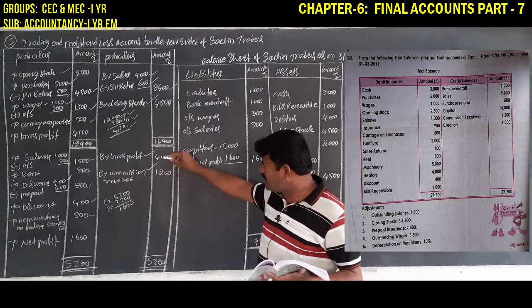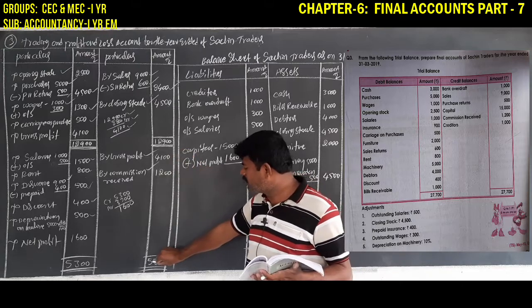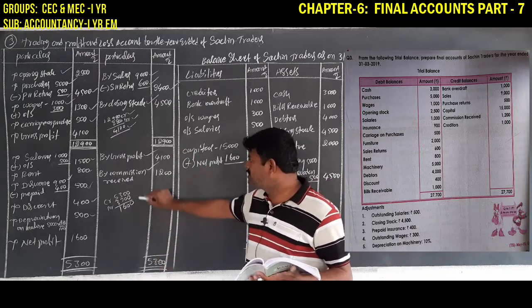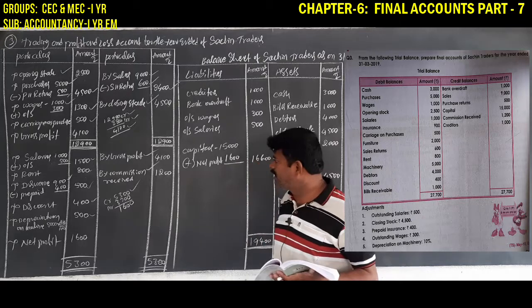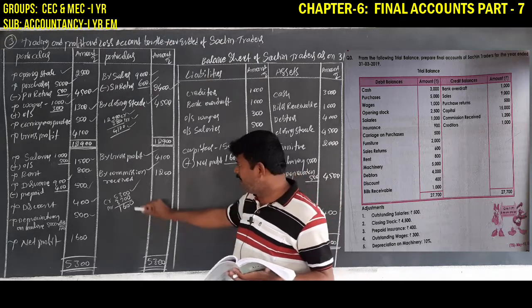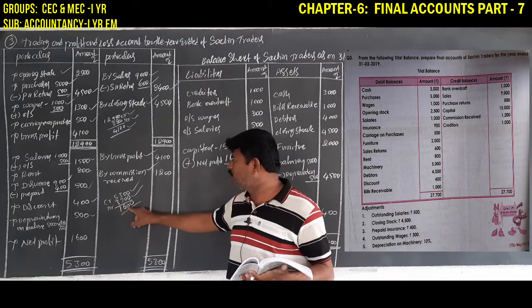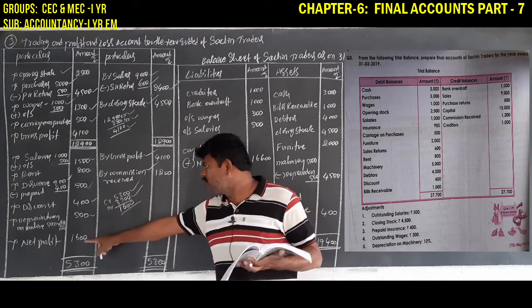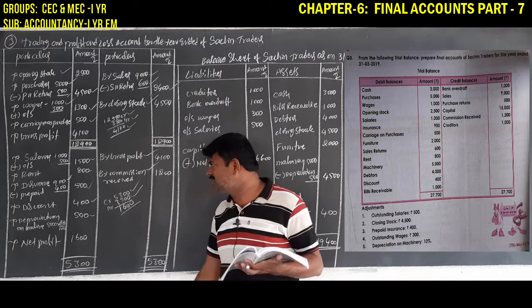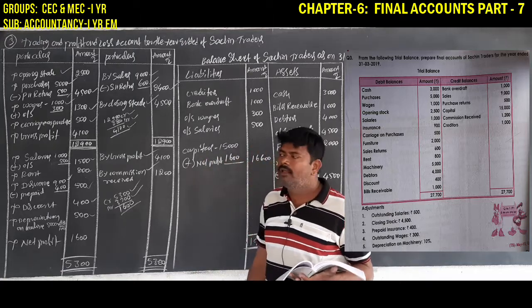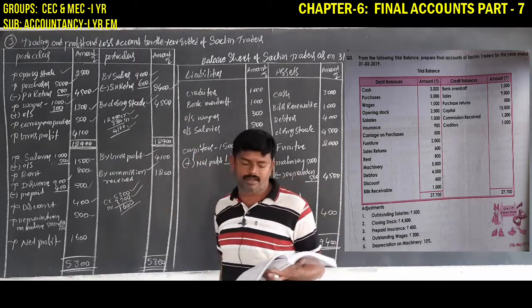As per this account, this is the highest amount, 5,300 rupees. This is the credit balance, so incomes are more than the expenses. Expenses are 3,700. So the difference, 1,600, is the net profit. So net profit is 1,600 rupees. This is about the P&L account.